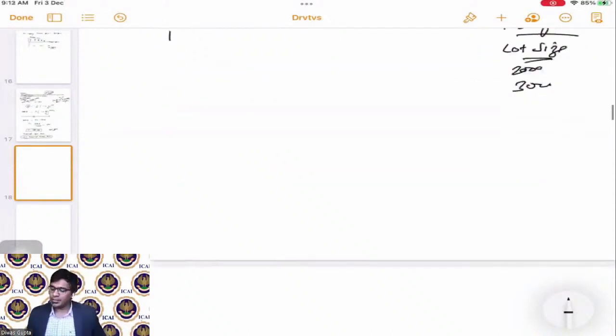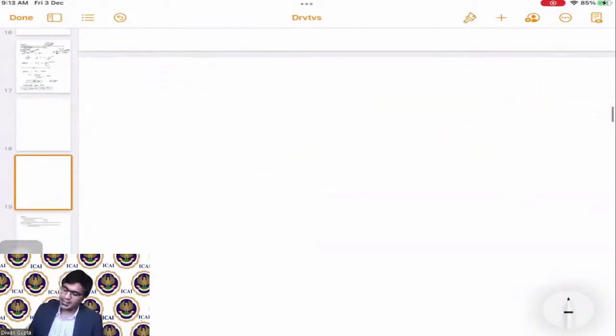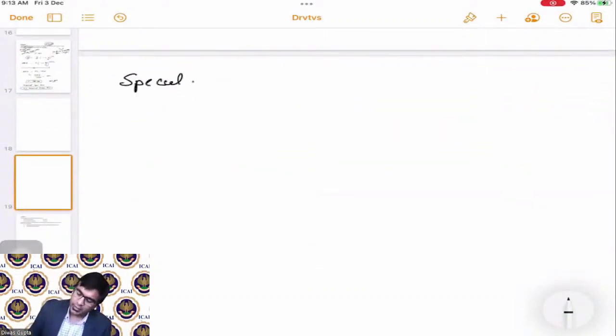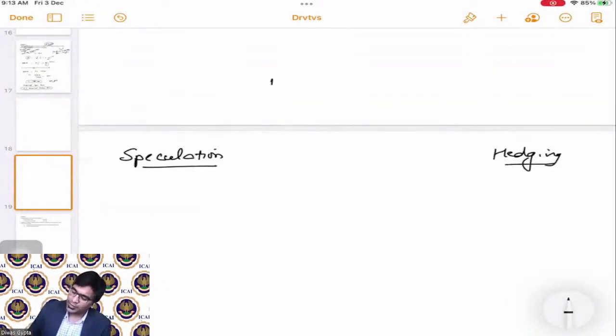Now let us go to the main principle called speculation and hedging. Speculation and hedging. These are the two terms. These are the uses of derivatives. We will see how.